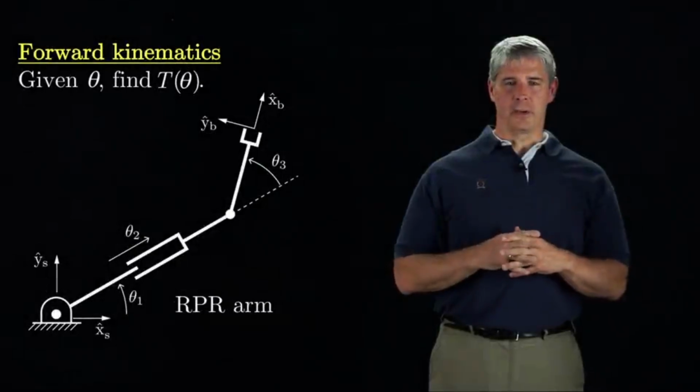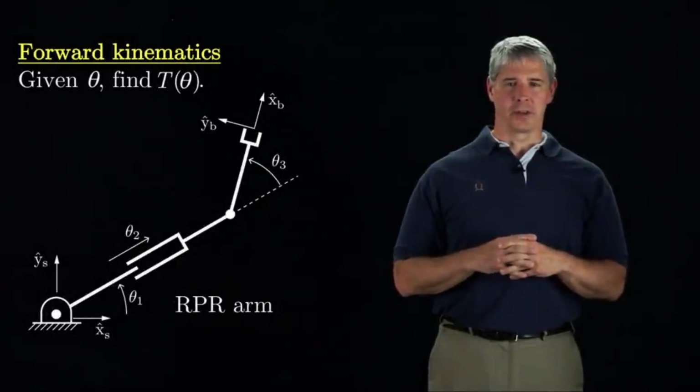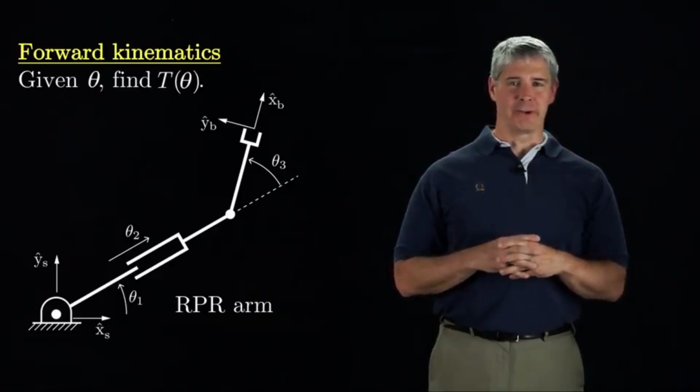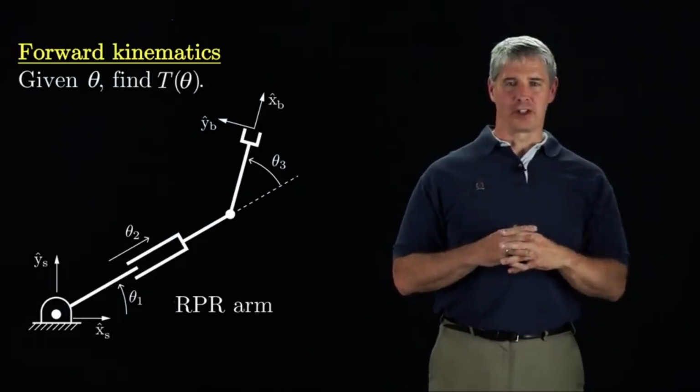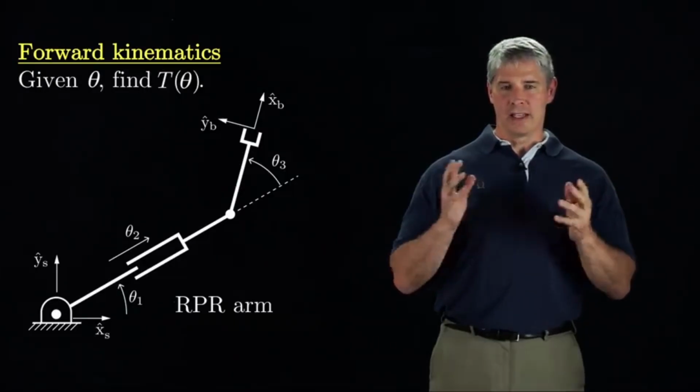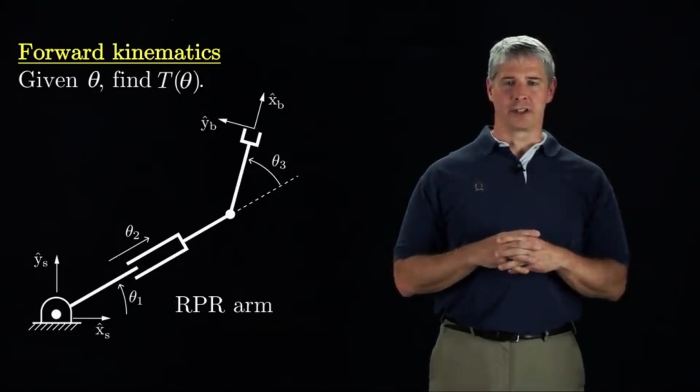In the previous video, we derived the product of exponentials formula to calculate T of theta, the configuration of the end-effector frame B relative to the fixed space frame S when we're given the joint positions theta. In that formula, the joint screw axes are defined in the S frame fixed to the world. In this video, we derive an alternative version of the formula where the joint screw axes are defined in the B frame fixed to the end effector.